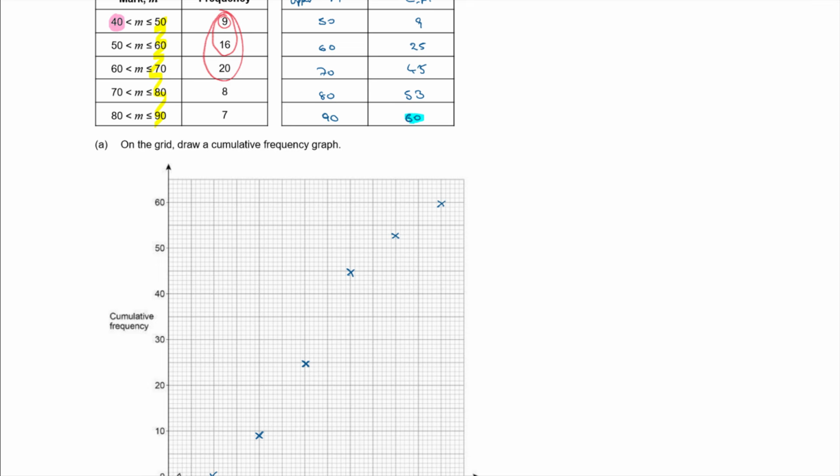Once you've plotted all your points, you're going to carefully draw that distinctive S-shaped cumulative frequency curve through each of your points. It kind of flattens out at the top. Okay, so there we go, like that. Right, so there's my cumulative frequency curve. I bet they're going to ask me something about it now, aren't they?